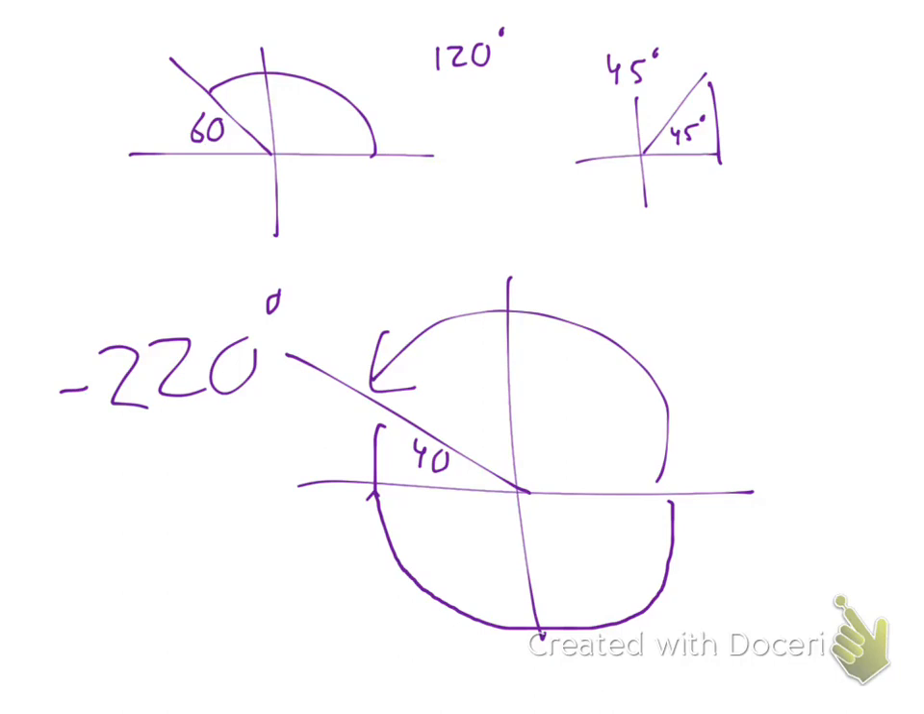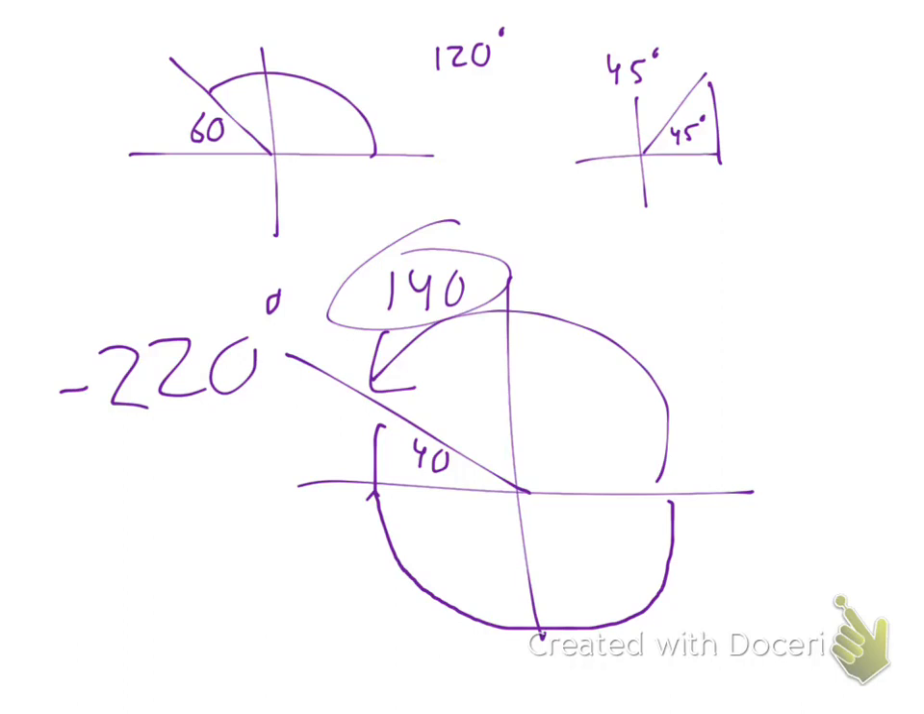If I start at 0 and I walk the forward position, 140. So 140 and negative 220 are coterminal angles. Coterminal angles terminate in the same spot, whether I turn forwards, backwards, I rotate.